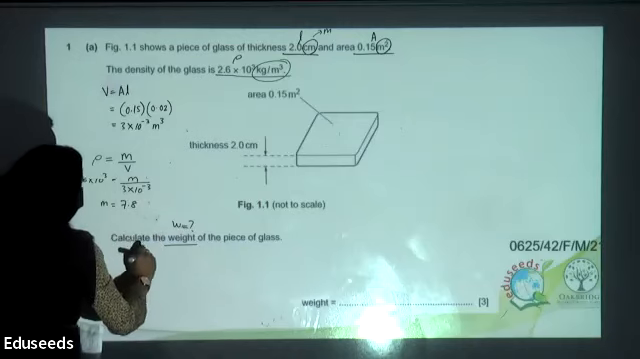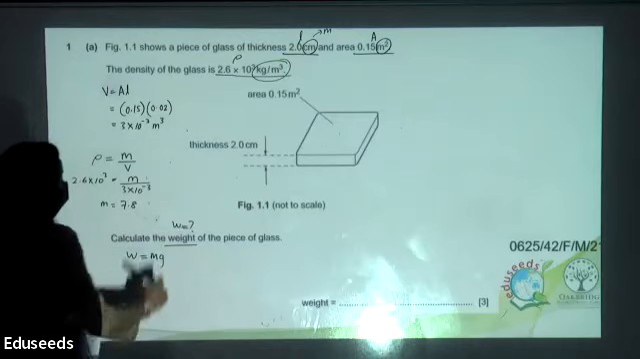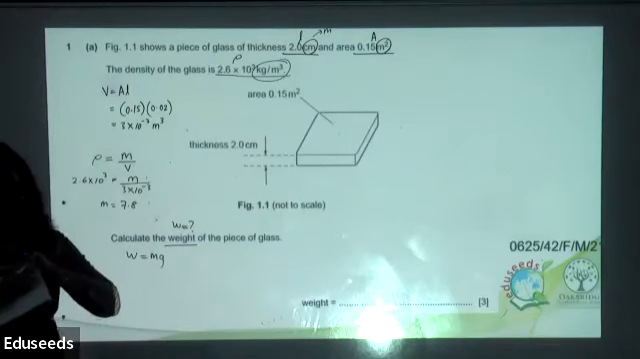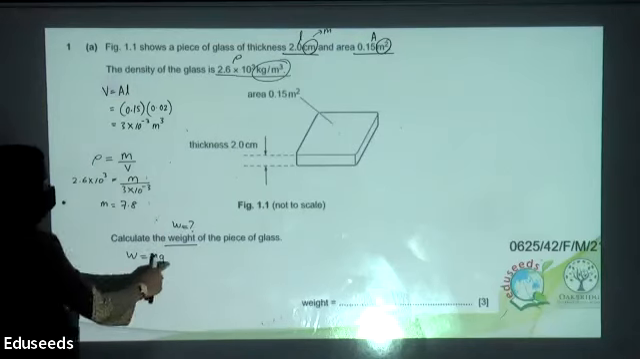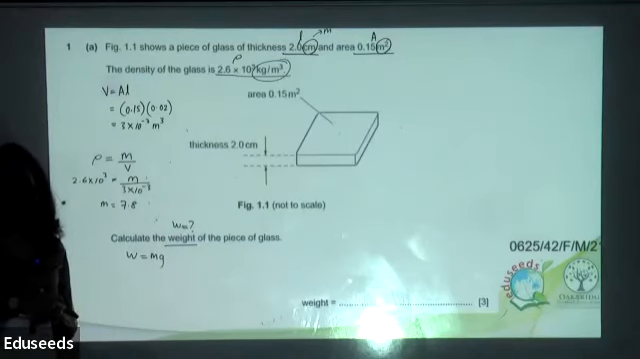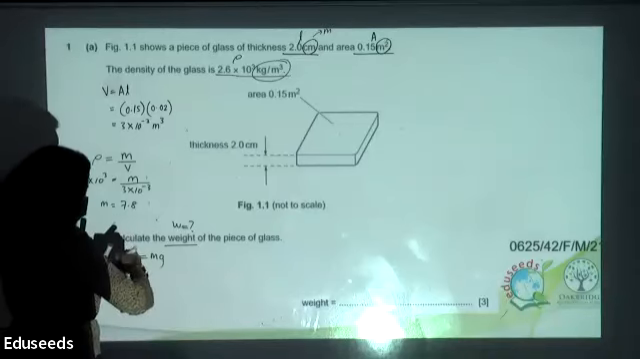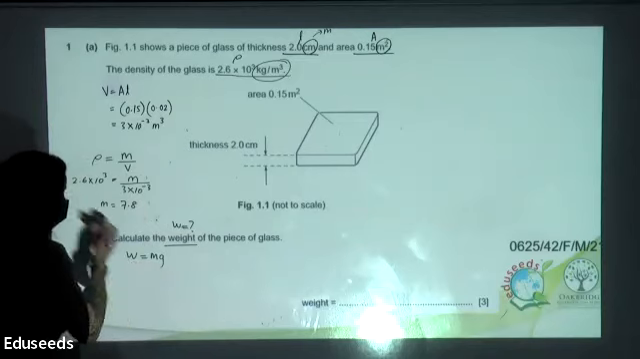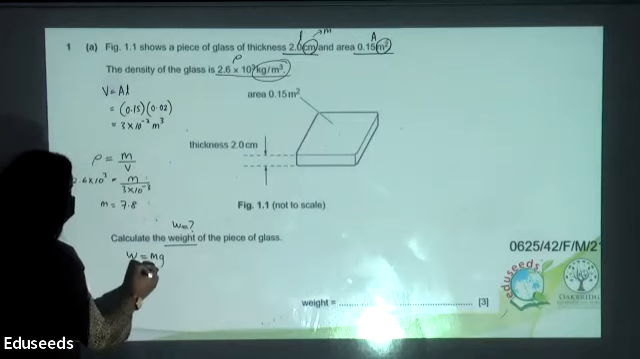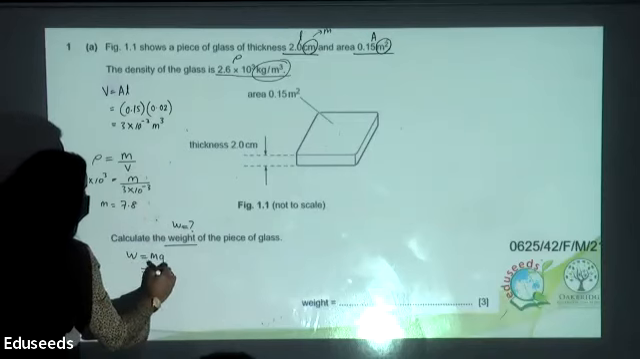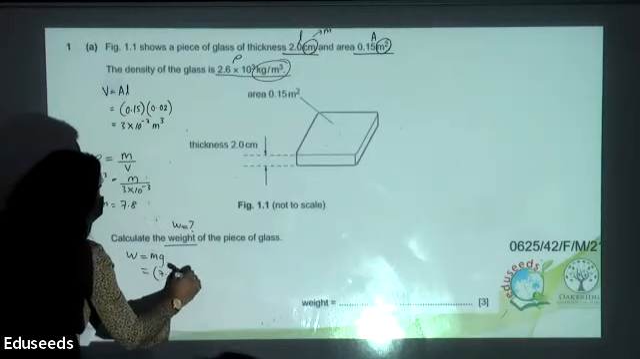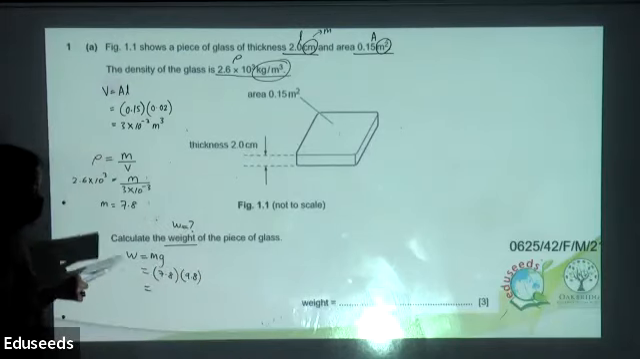But the question asks you to find weight. So weight equals mg. Starting from 2023, the gravitational acceleration you have to use is 9.8. This is a past year paper. If you check the answer scheme, they have used 10, but you have to use 9.8. Since we are preparing for your IGCSE, we use 9.8. So 7.8 times 9.8.